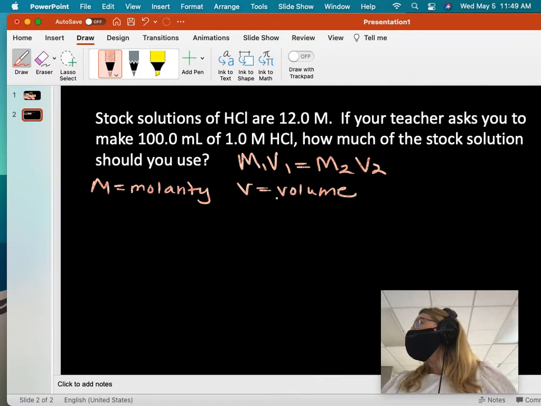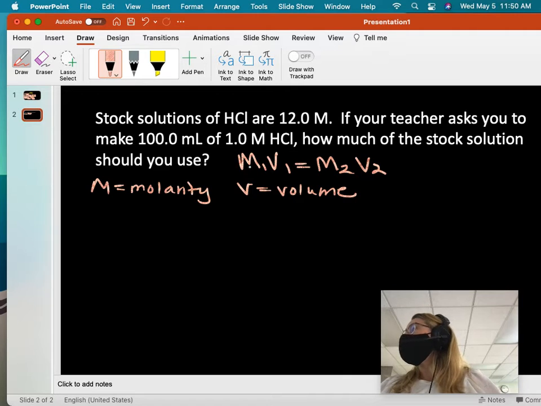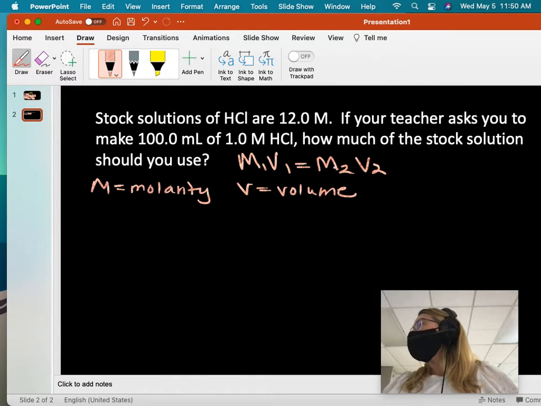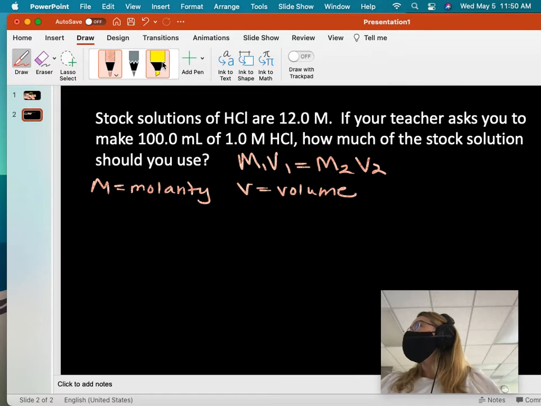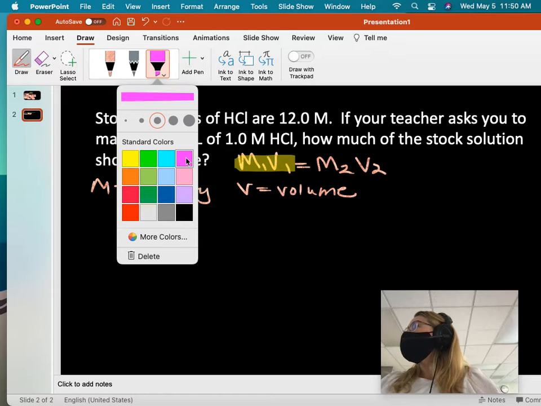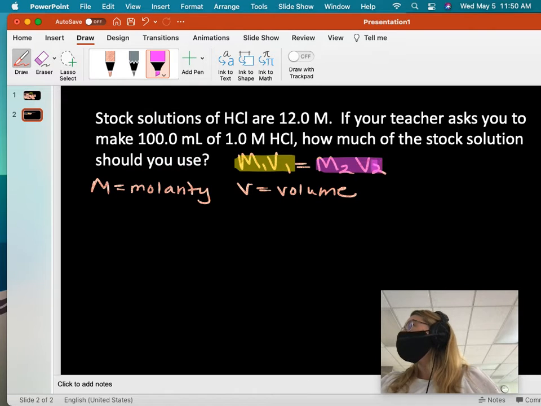So the subscript ones, as we've talked about previously, mean starting information, and twos mean ending. So this is what you're starting with, the molarity you start with, and the volume of that you're going to be using. And the twos are what you're trying to make. So the molarity of what you're trying to make and the volume that you are making. What I like to do is go through the problem and highlight the things that are ones yellow, and highlight the things that are twos pink.